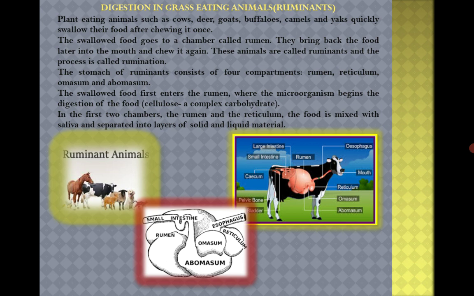The stomach of ruminants consists of four compartments, that is, rumen, reticulum, omasum, and abomasum. The swallowed food first enters the rumen, where microorganisms help in the digestion of cellulose, which is a complex carbohydrate. In the first two chambers, the rumen and the reticulum, the food is mixed with saliva and separated into layers of solid and liquid materials.